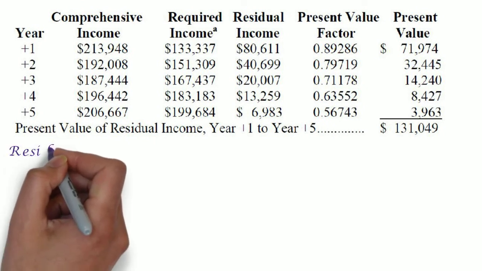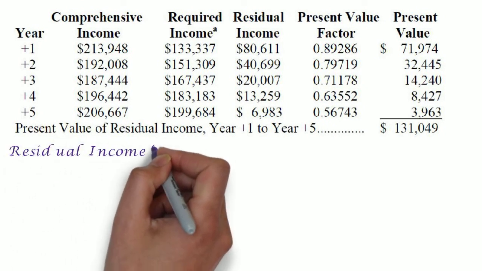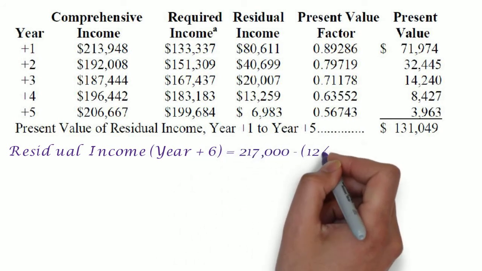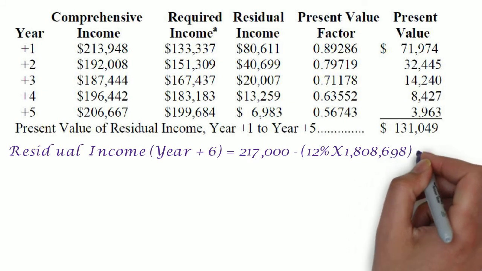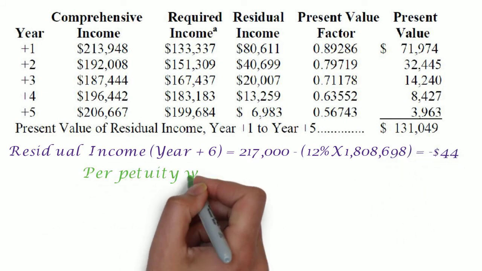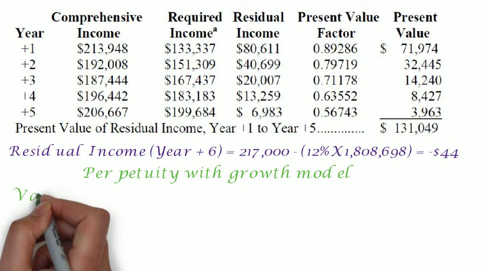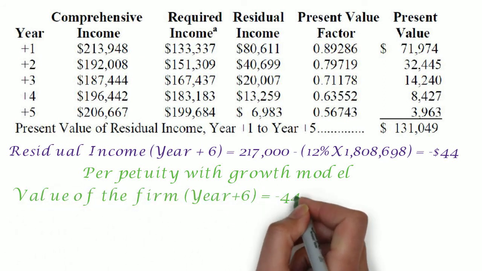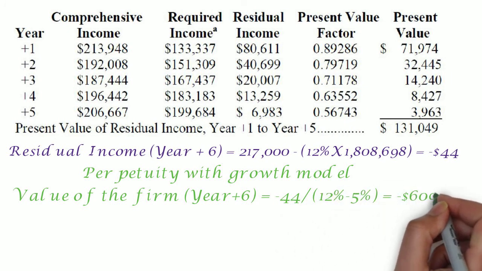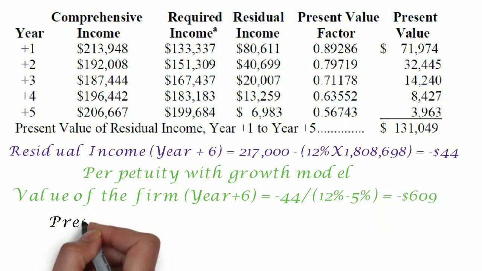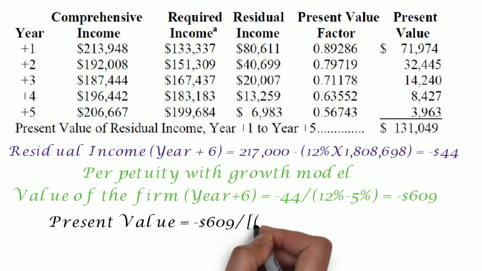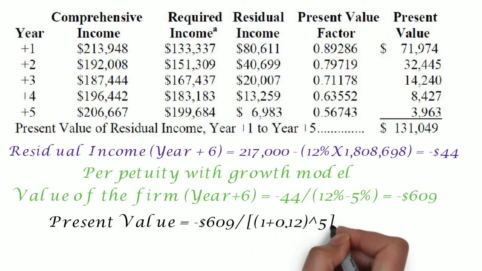The next step is to calculate the continuing value of the firm. Following the above procedure, we calculate the residual income for year plus 6, which is negative $44. Then using perpetuity with growth model, we find the value of the firm at the start of year plus 6. We divide the residual income of negative $44 by the difference between cost of equity capital of 12% and the long-term growth rate of 5%, which is provided in the question. This gives us negative $609. Discounting it back 5 periods gives us the present value of negative $357.